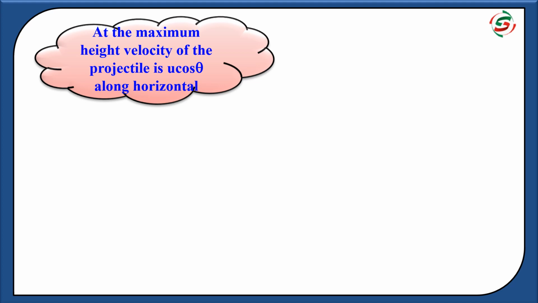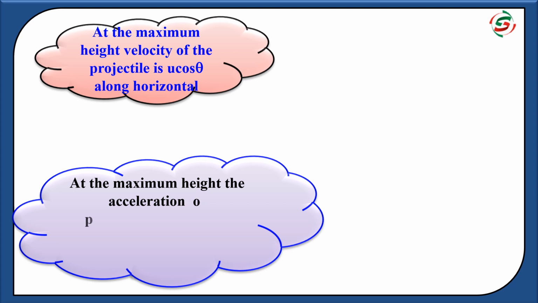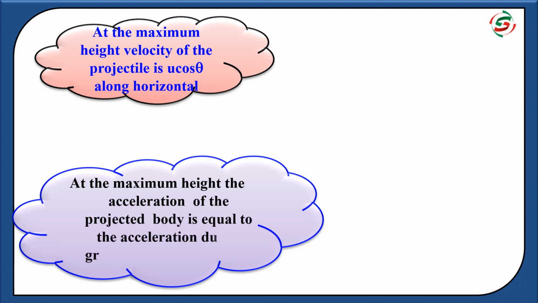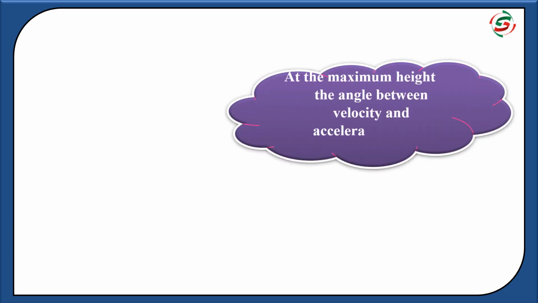At the maximum height, velocity of the projectile is u cos theta along the horizontal. At the maximum height, the acceleration of the projected body is equal to the acceleration due to gravity g, and g acts vertically downwards. At the maximum height, the angle between velocity and acceleration of the projectile is 90 degree.